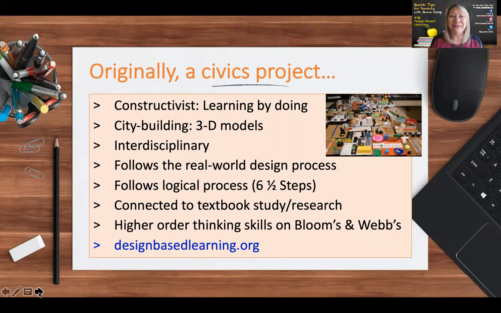And importantly, design-based learning follows the real-world design process. Now, when you are trained in DBL, you understand that there is a 6.5-step process to this, which I'm not going to go into here. You can always check this out at designbasedlearning.org. There's a lot of information at that website from Ms. Nelson and her team. Design-based learning, again, is addressed to learning objectives, so it's connected to textbook study or research. And it absolutely develops higher order thinking skills on Bloom's taxonomy and Webb's depth of knowledge.